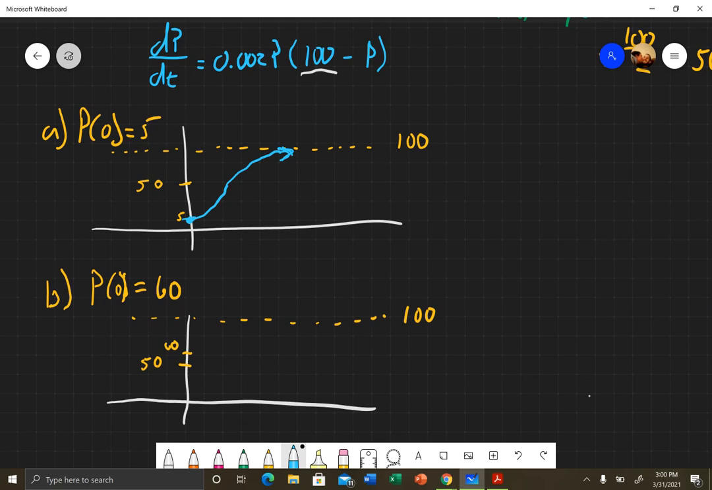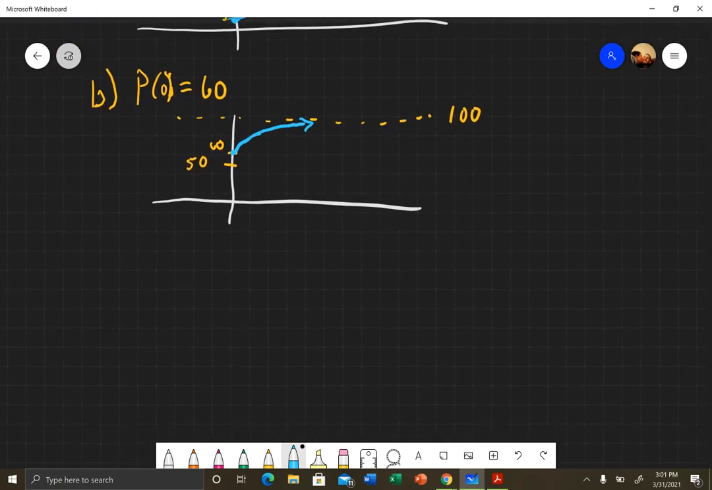Now, I'm above this inflection point. This inflection point is where it went from concave up to concave down. So because I'm starting here, my curve is just going to look like this. Okay, it's just going to have that concave down look to it. There's no concave up on this because I started above that inflection point.